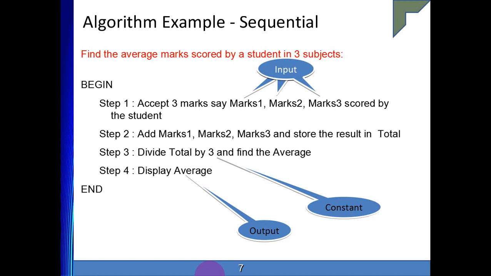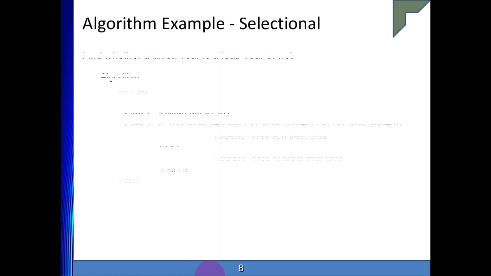Then you are adding them up. I've written it as: add marks 1, marks 2 and marks 3 and store the result in total. Or I can write total equal to marks 1 plus marks 2 plus marks 3. Divide total by 3 and find the average. Or I can write average is equal to total divided by 3. So here I have written this completely in a natural language like English.